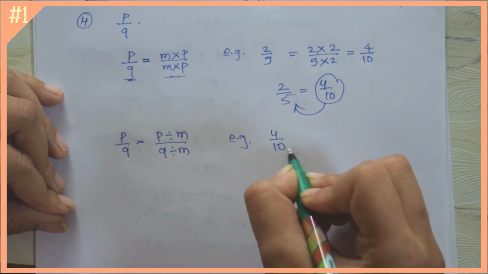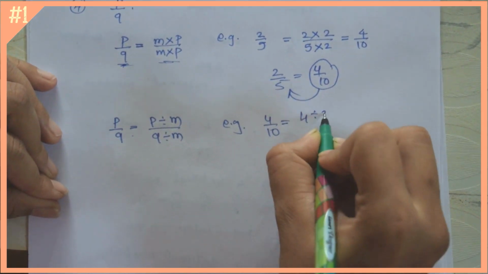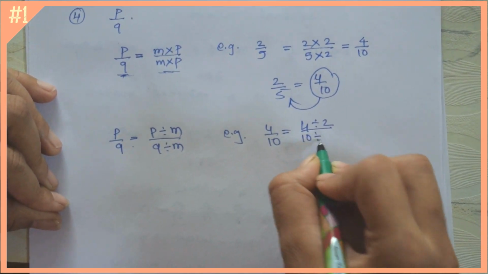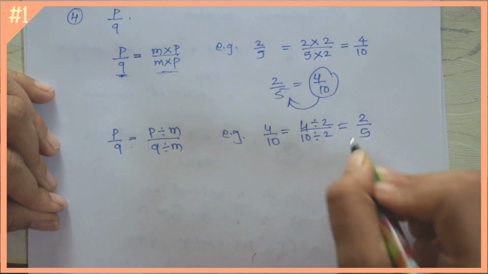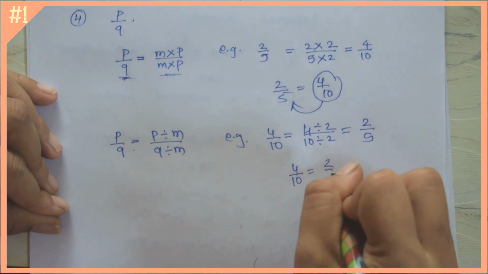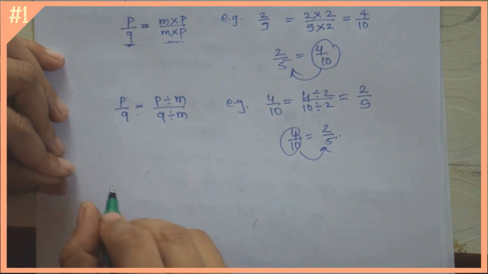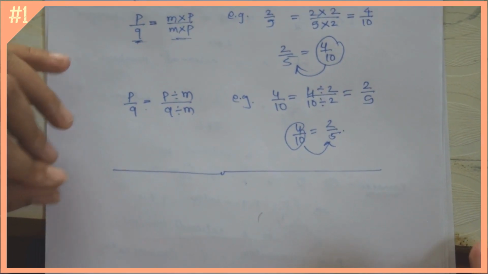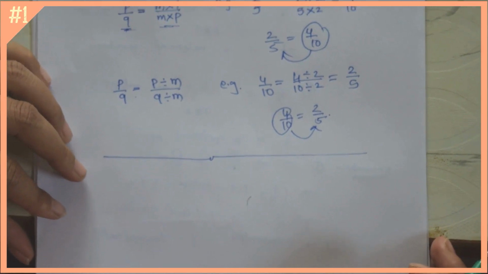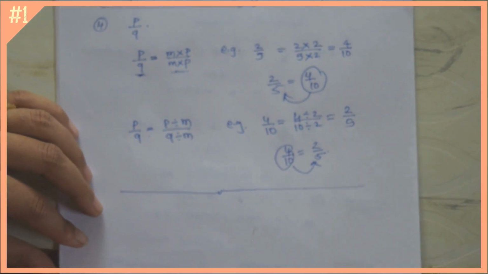So it's 4 by 10. Suppose I am dividing both of them by 2. So it becomes 2 by 5. So we can say that 4 by 10 is equal to 2 by 5, right? Because when you reduce this, you get this. So you should always check that. And we already know how to reduce the fractions. We have seen it in previous classes.